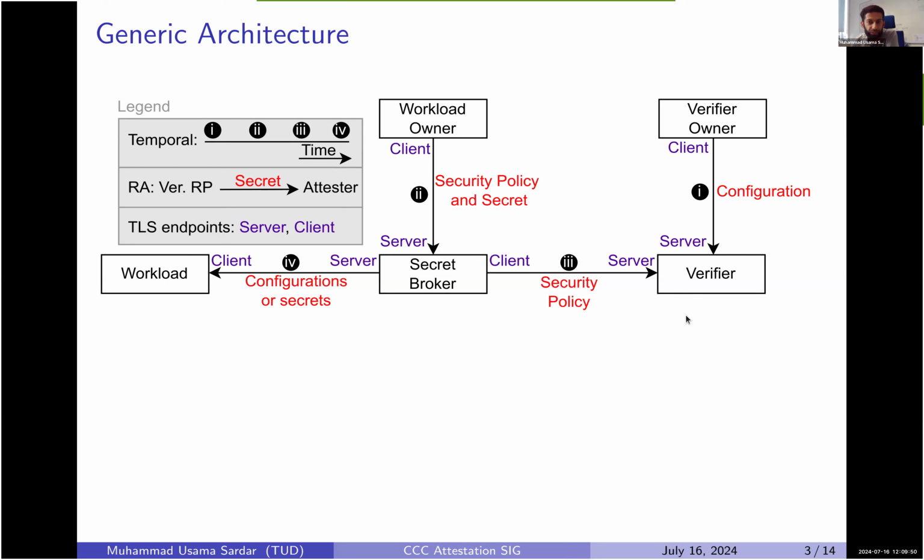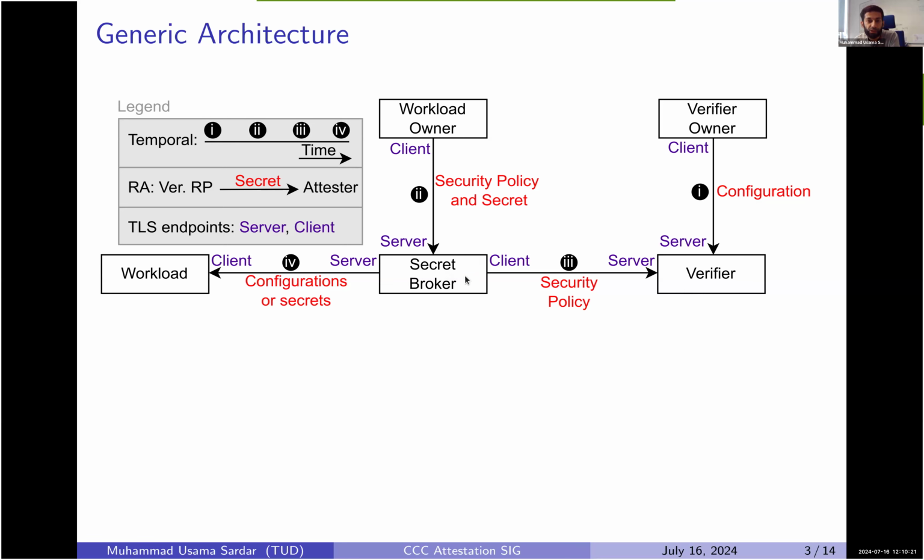And this is the breakdown that we have in mind, comparing it to the RATS architecture, which was Greg's question last time. So I can think of this workload as an attester. And this secret broker is generally representing, for instance, the KBS, the key broker. We generally use a more generic name because it could not necessarily be a key. It could also be some configuration or some other secret, for instance.